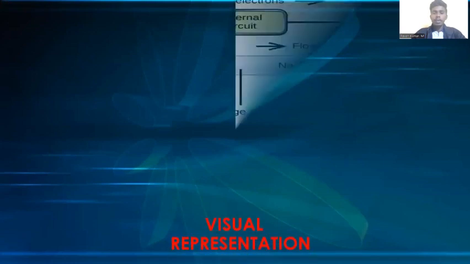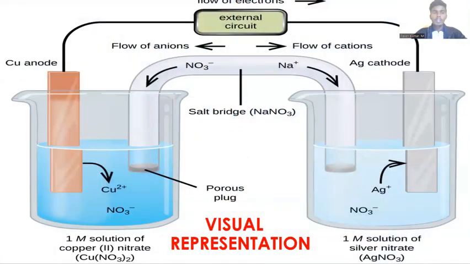So here is a visual representation of the electrochemical cell, where a copper electrode and a silver electrode are immersed in two beakers containing the nitrate solution. And the salt bridge, which plays a key role, is placed in between both of them and filled with a sodium nitrate solution.